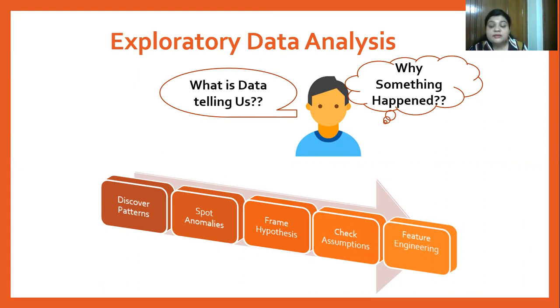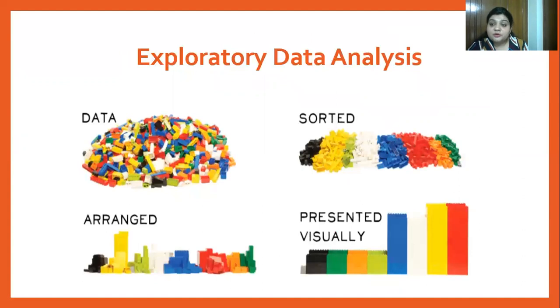Feature engineering is creation of new variables from the existing variables. Maybe existing variables contain significant information, but to process them, we need to convert them into another variable. So that creation of a new variable is called feature engineering. So in exploratory data analysis, data is first sorted, arranged, and then it is presented visually.